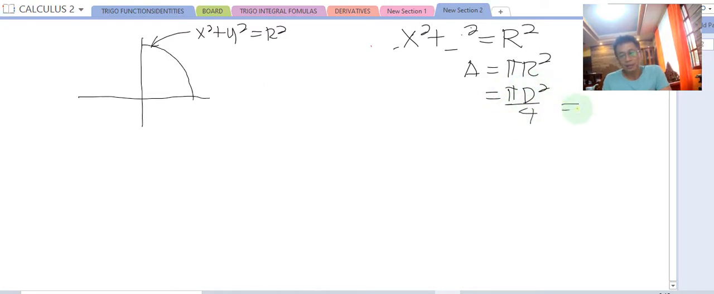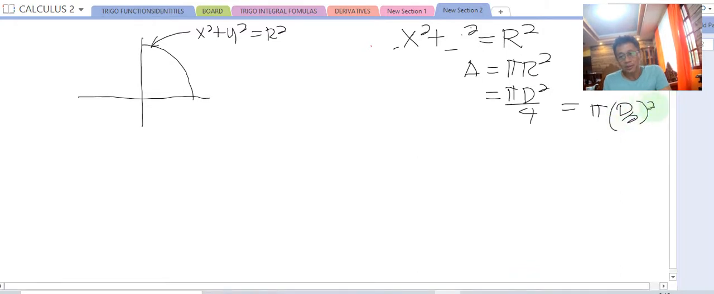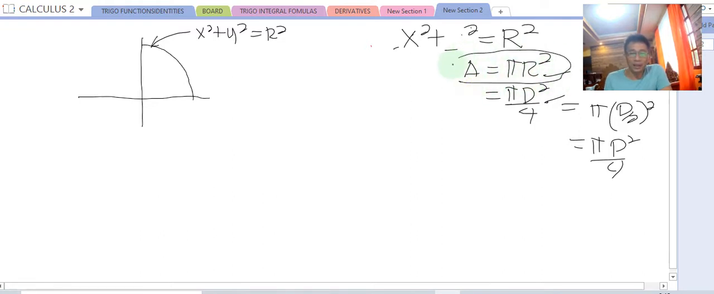Bakit? Kasi nga yung radius is d over 2, di ba? I-substitute natin doon: pi times d over 2 squared. So, yun, pi d squared over 4. Kaya ito yung formula kung diameter gamitin mo, ito yung formula pag radius yung gamitin mo. So, ito yung i-derive natin, okay?